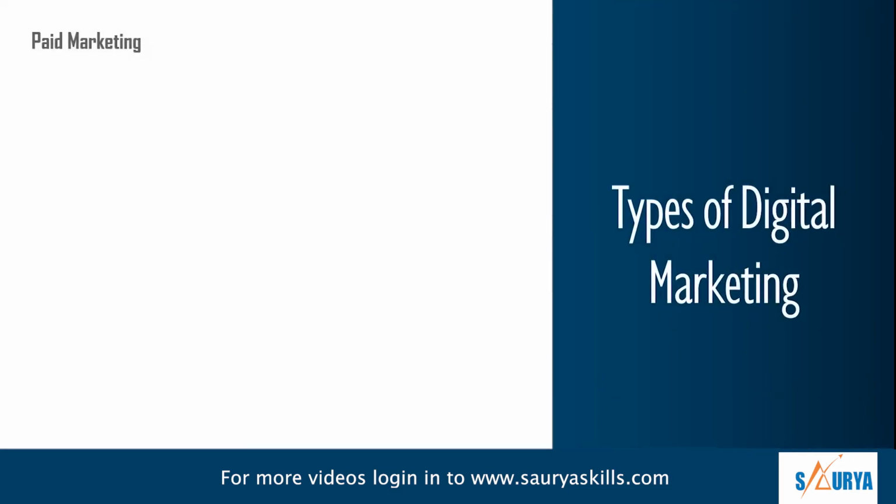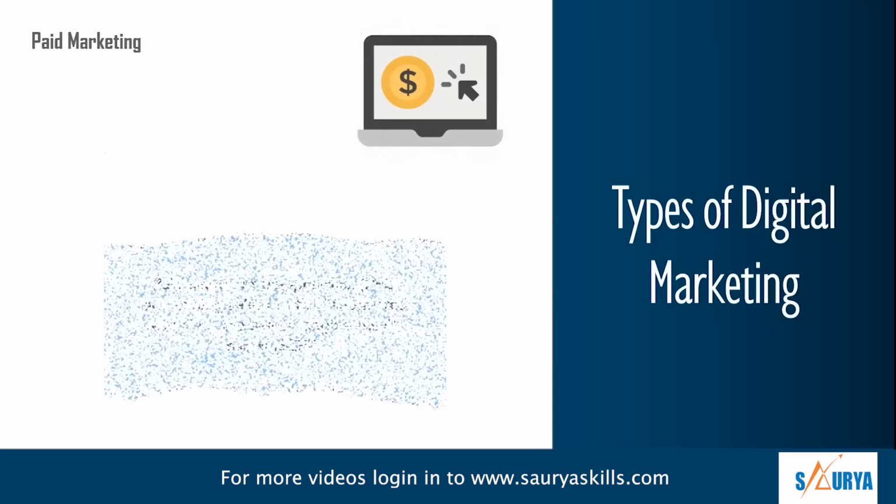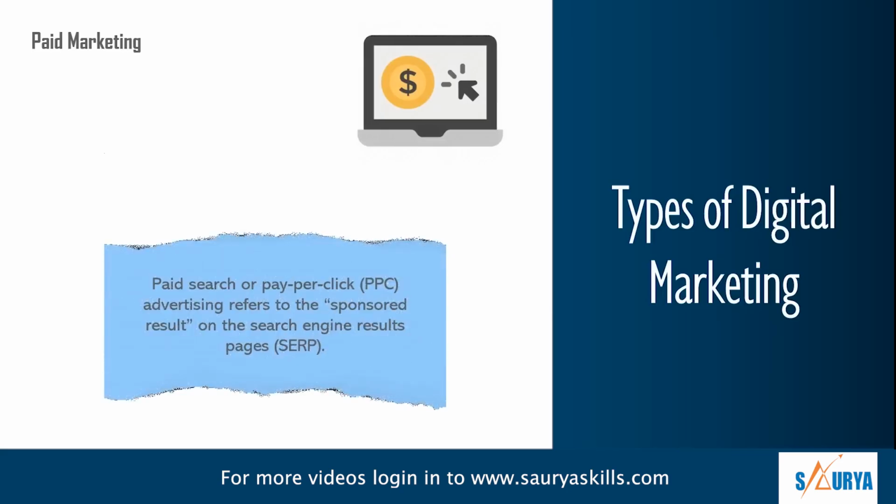Now, next we have paid search. I think most of you know this. Paid search is also called pay per click. Pay per click, not pay per clip. It is pay per click. This advertising refers to the sponsored results on the search engine result pages. So, if you search for any content and find the word "ad" below the title of the topic, that is paid search. That is actually paid advertising, guys.